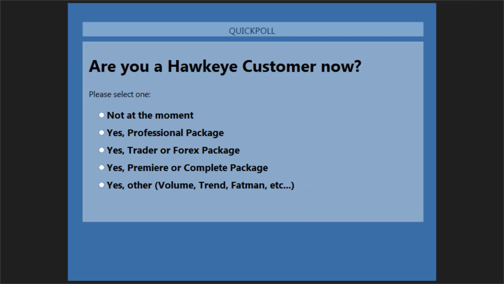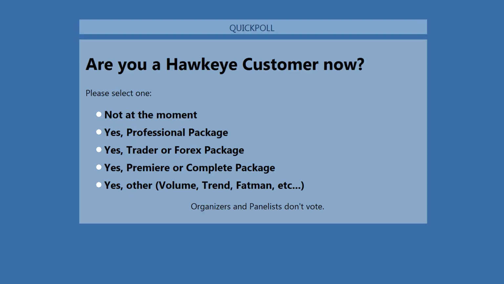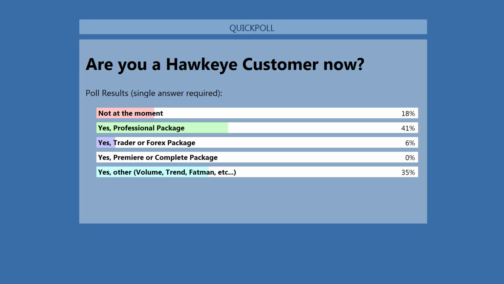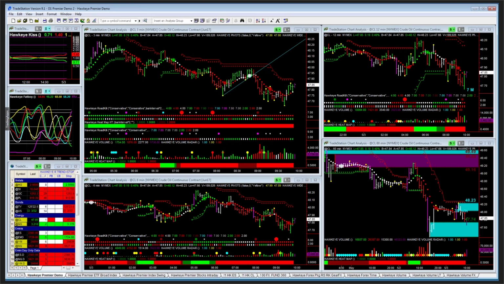So let me go ahead and close this, and I will show the results to you now. There you go. So we see that the largest percentage of you are current Hawkeye Professional Package owners. Another over a third of the room are already owners, where you own one or more of the tools that are here. And about 20% of you are currently new. So that's a good enough number for me now. So I'll go ahead and hide that, and we'll go back to our presentation.